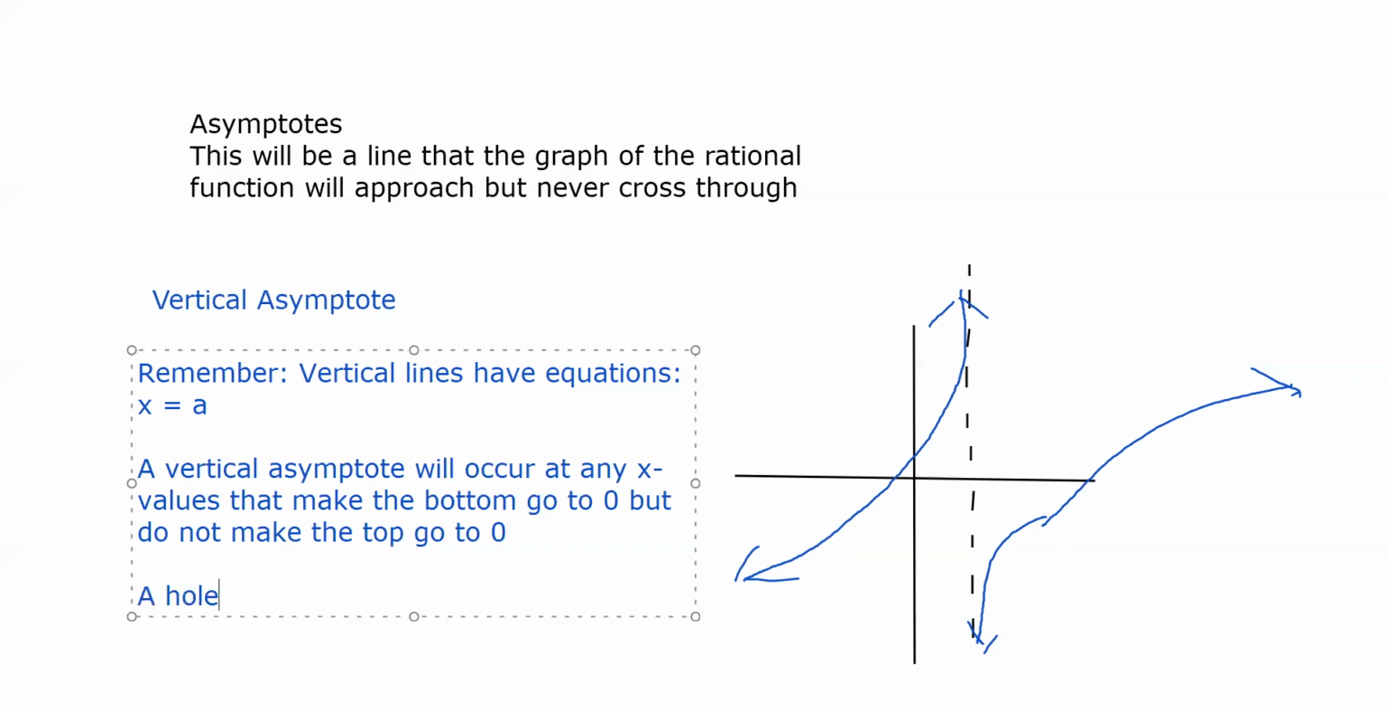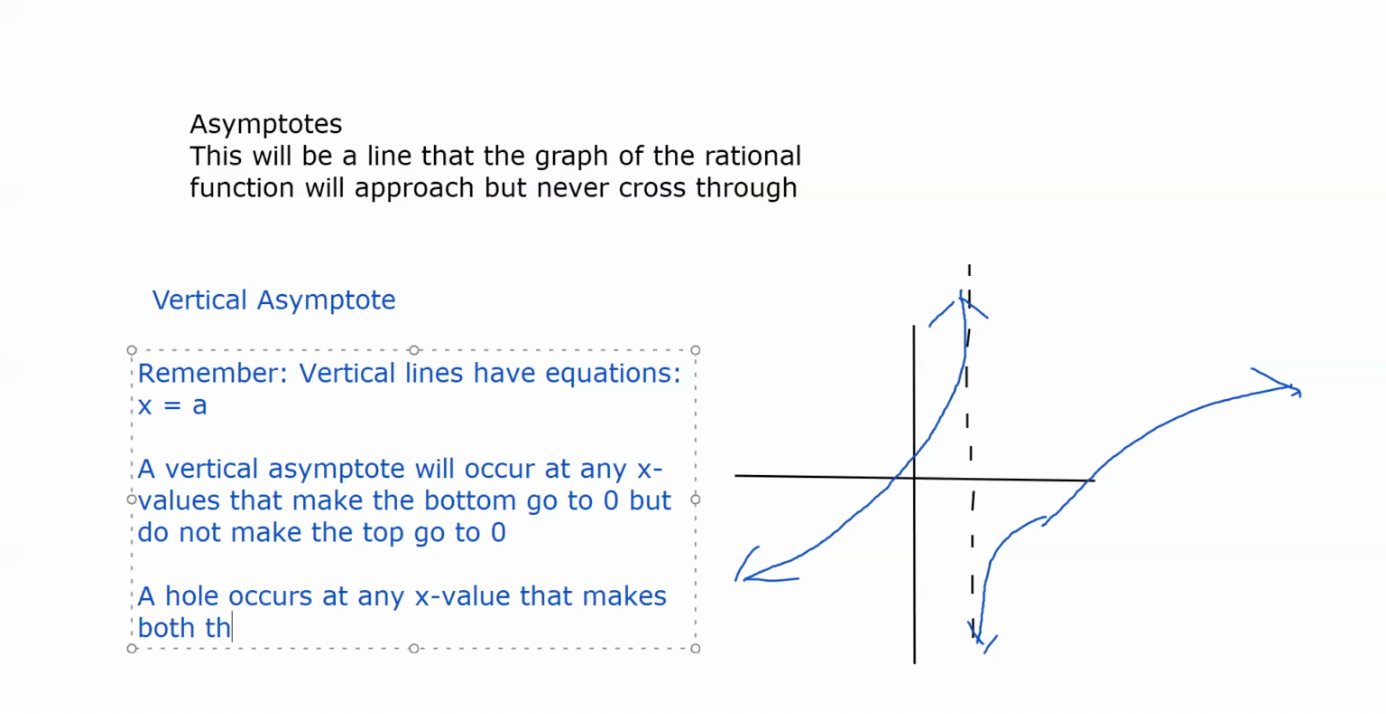A hole occurs at any x value that makes both the top and bottom go to 0, if there are any. So that's going to be a hole.